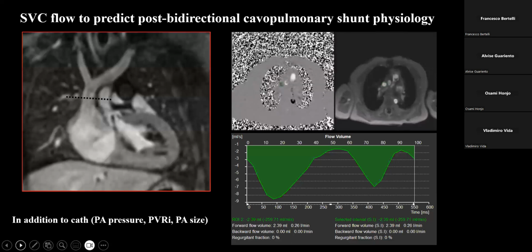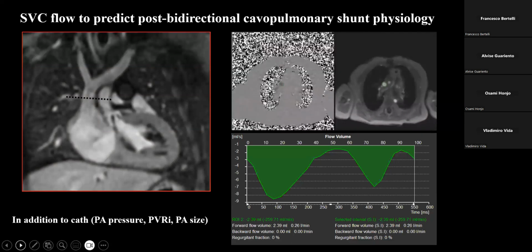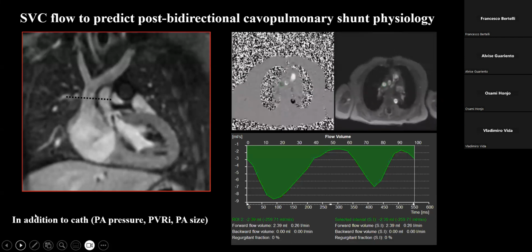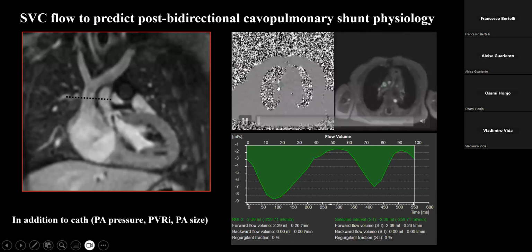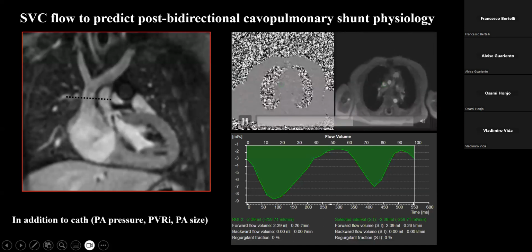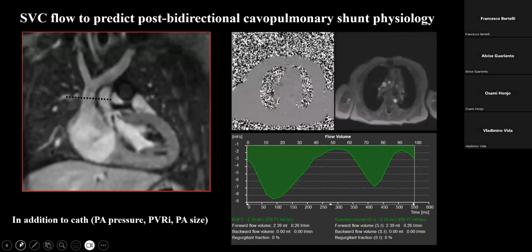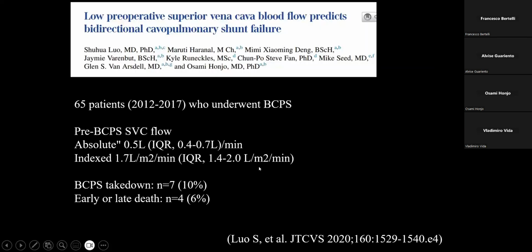So SVC flow is kind of interesting. We've been paying attention to this phenomenon for many years. So this is phase contrast targeted at the SVC, and this is how it looks. It's kind of phasic flow through the SVC. So Shuhei Low was a clinical associate with us several years ago, and he conducted a quite interesting study to look at the relationship between superior vena cava blood flow and post stage 2 physiology.